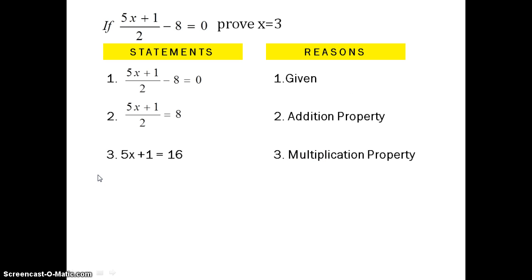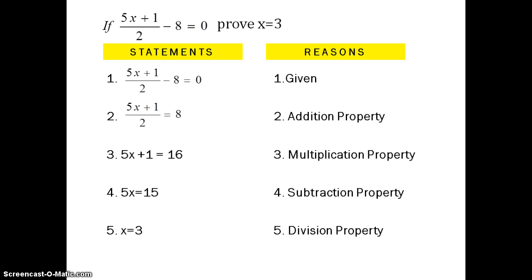All right, still solving. My next step would be to subtract 1 from each side, which would give me 5x is equal to 15. So I had to use the subtraction property. And then finally, I'm going to divide by 5 on both sides and get x is equal to 3. That's the division property. So, now that I've arrived at my proof statement, x is equal to 3, I'm done with my proof.